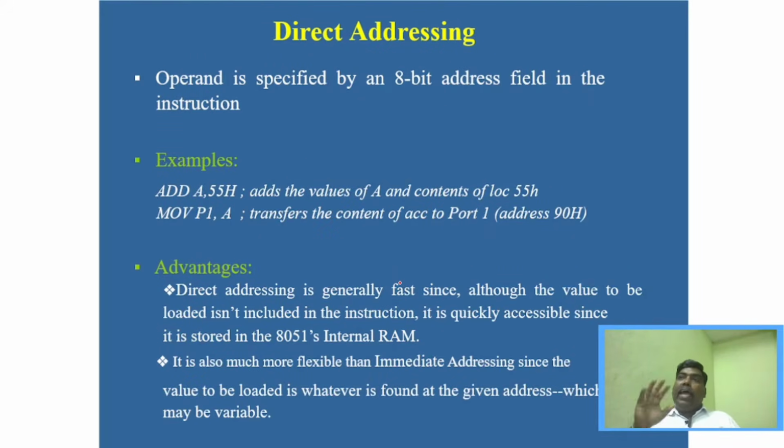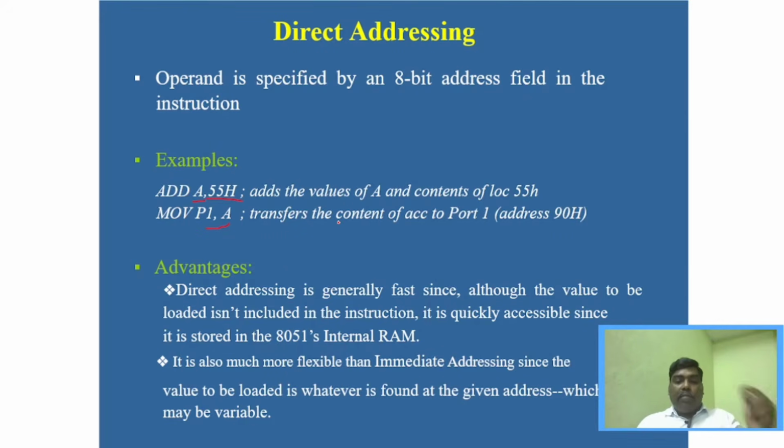As I said, direct addressing, like immediate addressing, instead of data, we can directly give the address value. You can see here 55H. That is the content in the 55H plus the accumulator has to be added and saved in the accumulator, right? And you can see here the content of the accumulator will be moved to this port 1 address, right? So whenever the memory location is given directly, that is called direct addressing.